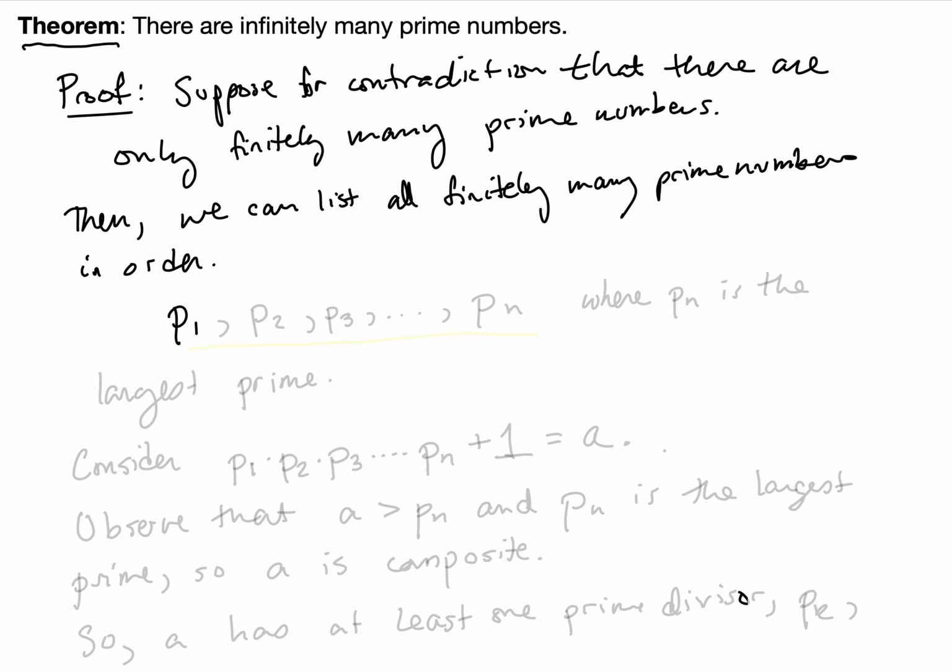So we have P1, P2, P3, up to Pn. And the list ends at Pn because these are all primes listed in order, where Pn is the largest prime. So it may be that P1 is 2, and P2 is 3, and P3 is 5, and so on. And we know what those are. But whatever the largest prime is, we're not saying what it is. We're just saying there is a largest prime because there are finitely many prime numbers.